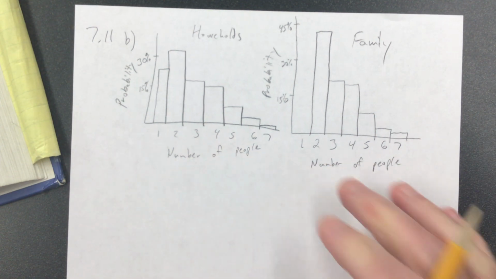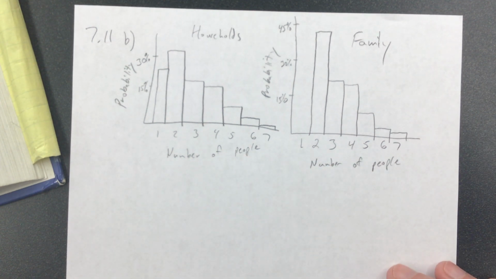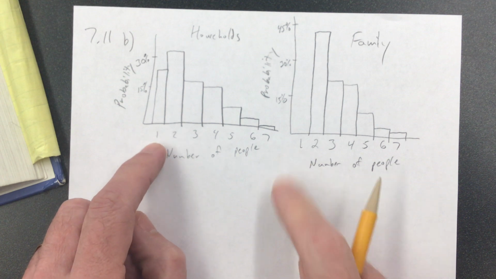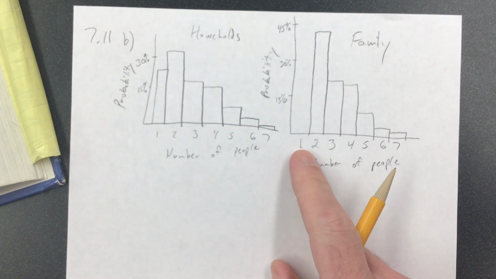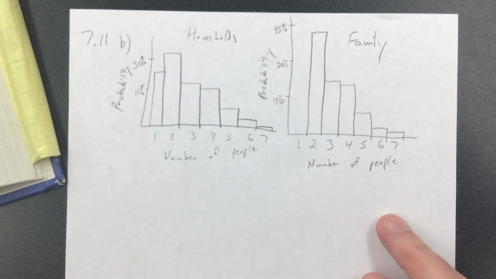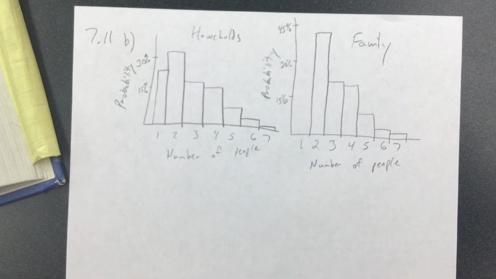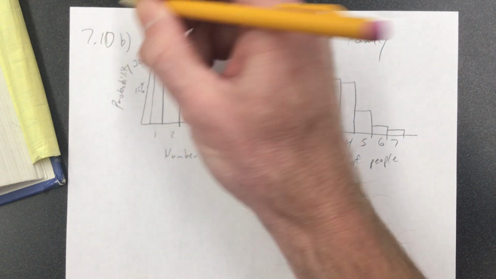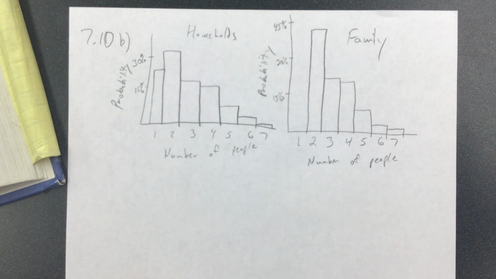You can see the two distributions, and then it does a little follow-up. What's the most important difference? Well, the fact that you can have a household of one person, but you can't have a family of one person. There's your big difference, right? Other than that, they're both right skewed. Okay, moving on. Next question. Oh, whoops, I labeled that 7.11. That was actually 7.10. Sorry about that.